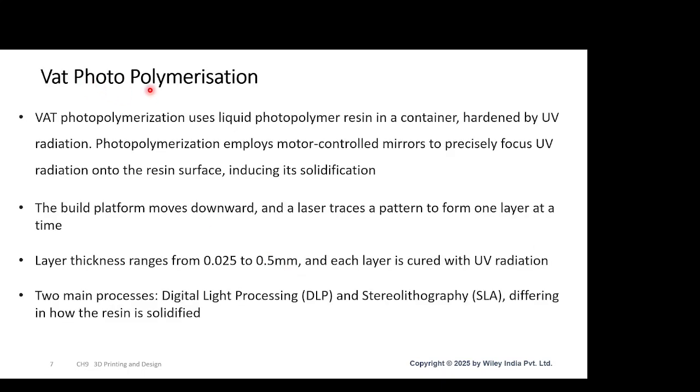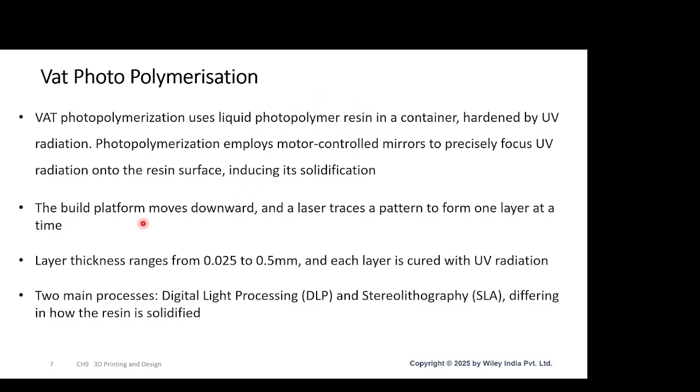Now, VAT photopolymerization. This is a process which uses liquid photopolymer. So the name, in fact, itself suggests it's using photopolymer in liquid state, resin in a container. It is hardened because it is photopolymer.